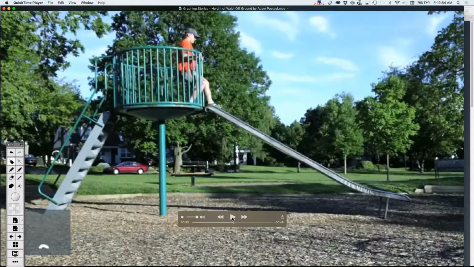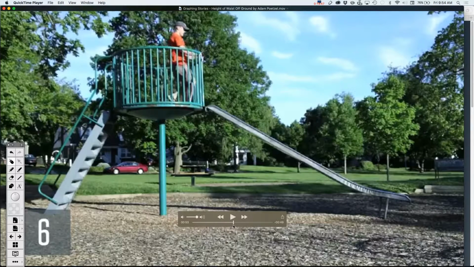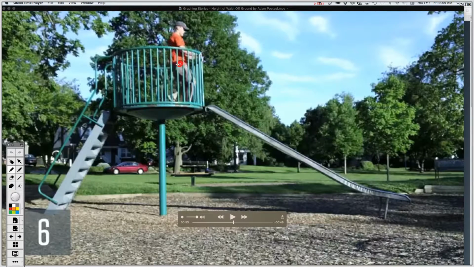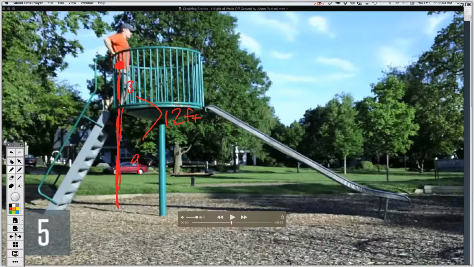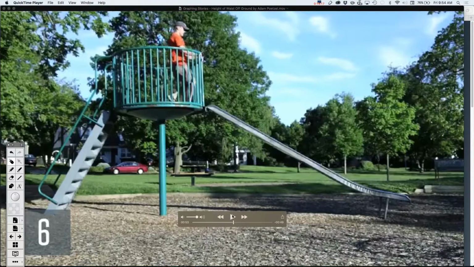Oh. So if you go back just a little bit before he sits down, about right there. How high is his waist now? So what's the height off the ground? What did we say on the previous slide, guys? 12. Did it change at all? No. Okay, 12 feet.